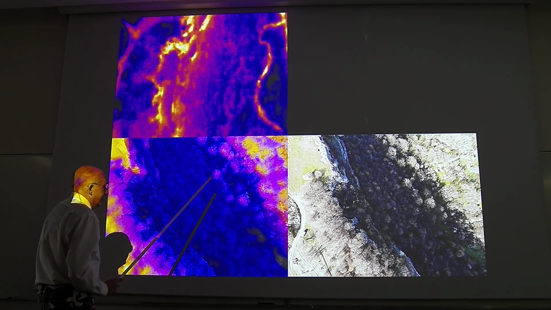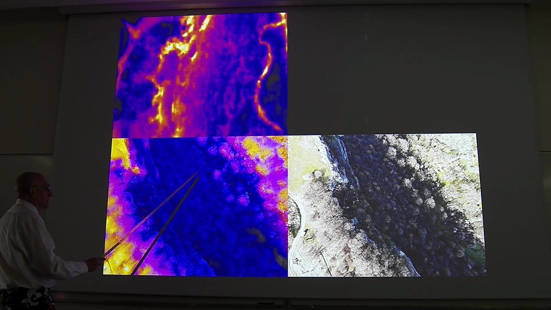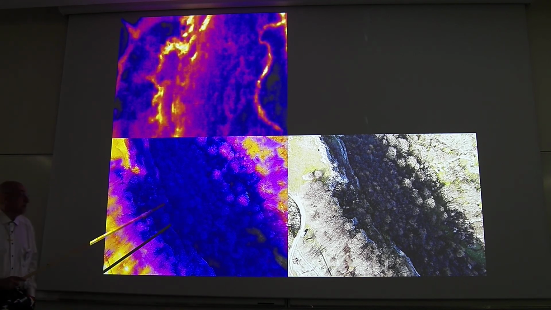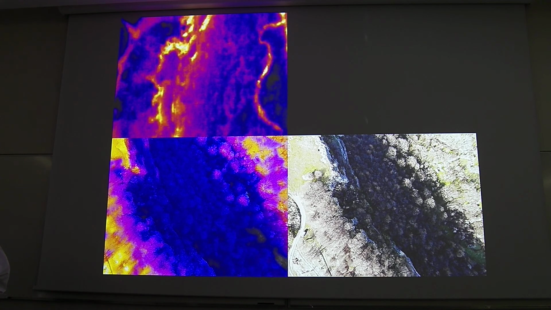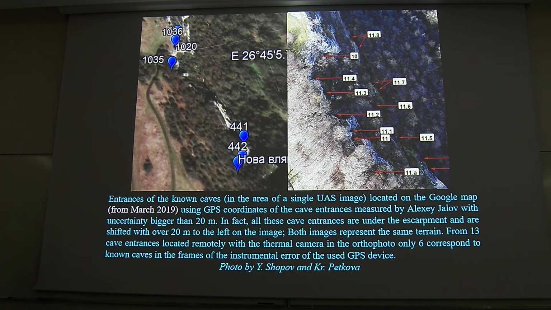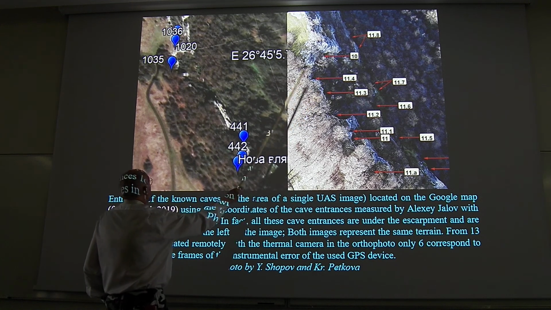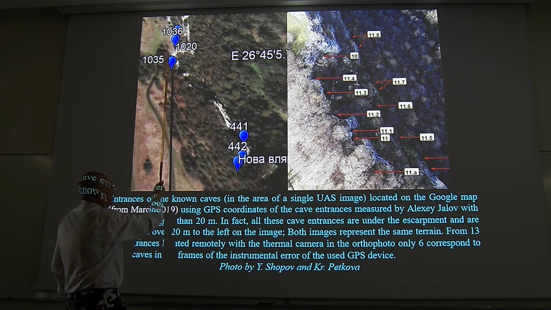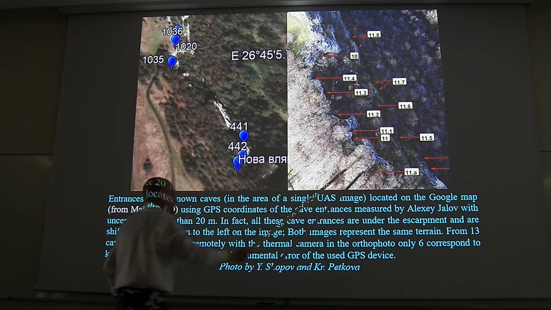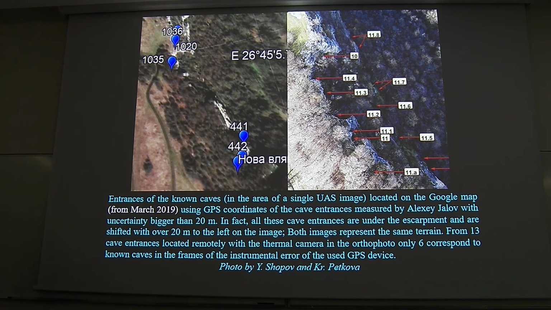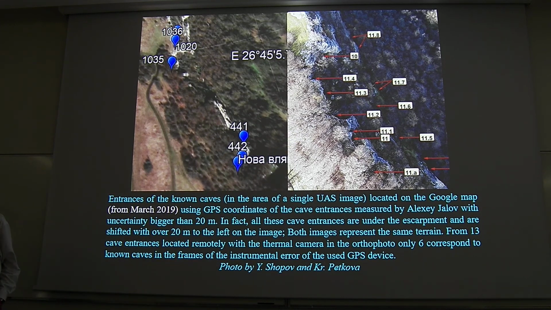And here is the visual photograph, and this is the superposition of the infrared and visual image of the same thing, but after sunrise we don't see this kind of information. And here we compare cave entrances which we found by thermal camera with the known cave entrances in the same region. You can see that these cave entrances are visible here, but here we have relocated many more caves, and actually this result was obtained from a single thermal infrared image.